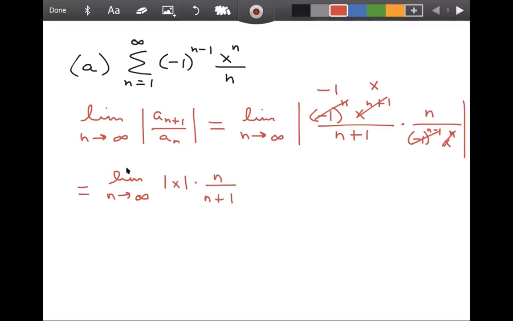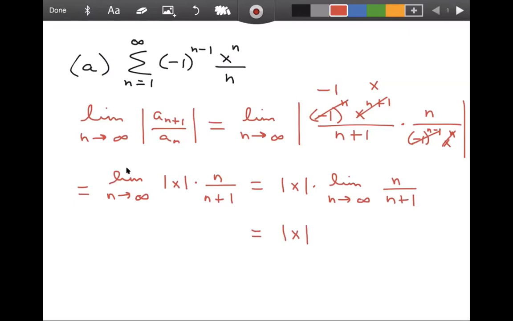Now x does not depend on n, so I can pull the absolute value of x outside this limit. So I'm left with the absolute value of x times the limit as n increases without bound of n over n plus 1. That limit is equal to 1. And so the limit we're looking at is the absolute value of x. So at this point I say, okay, what was the question again? I was using the ratio test.